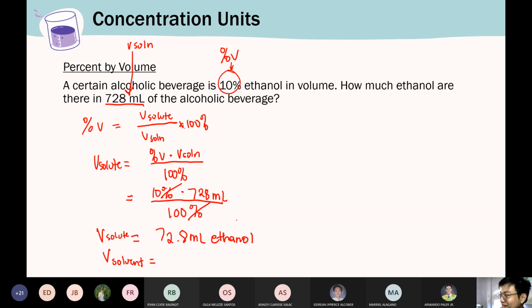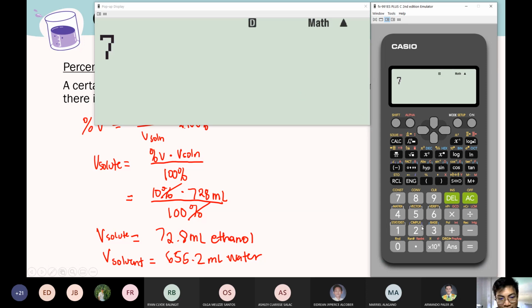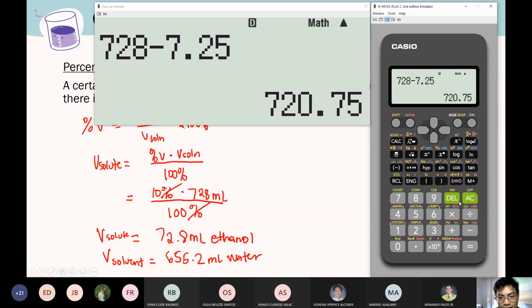Anyway, so the answer is 655.2. Okay, 655.2. Ano yung solvent? Edi of course, water yan, no? Water yan. Pag hindi sinabi yung solvent, water. Okay? So, ganun. So, that is 728 minus 72.8.